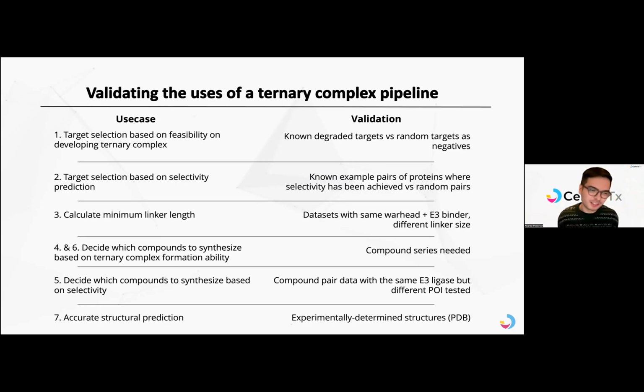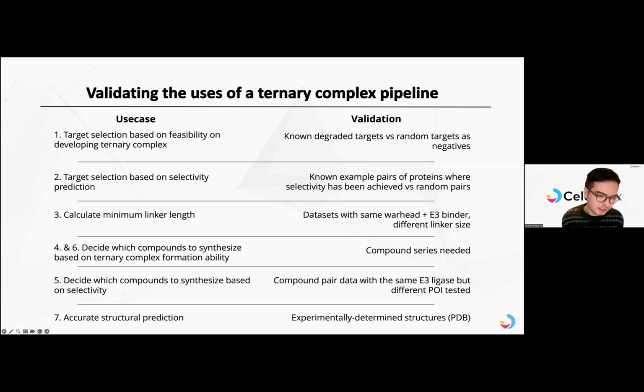For target selection based on selectivity predictions, you can use known examples of pairs of proteins where selectivity has been achieved versus random pairs where it has not been achieved. Again, this has the same issue that known negatives are hard to come by. A common problem in this area, I guess. But for calculating minimum linker length, this is quite simple. Essentially, you need a data set with the same warhead and E3 binder, but different linker sizes. Similarly, with which compounds to synthesize, you need compound series data, which is typically what you would get in a project, but there are publicly available data sets of this as well.